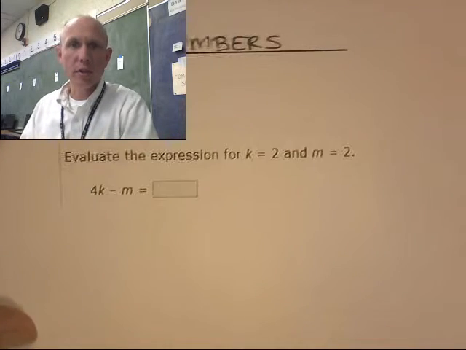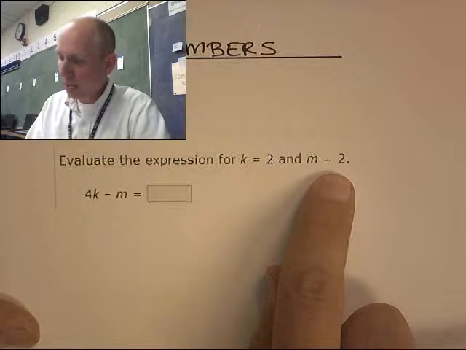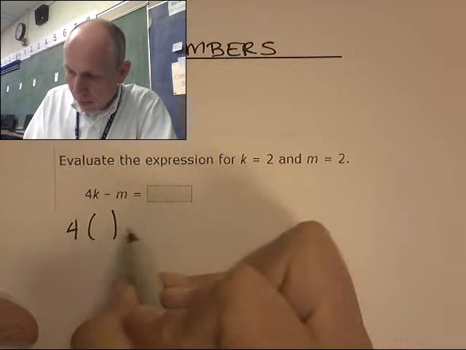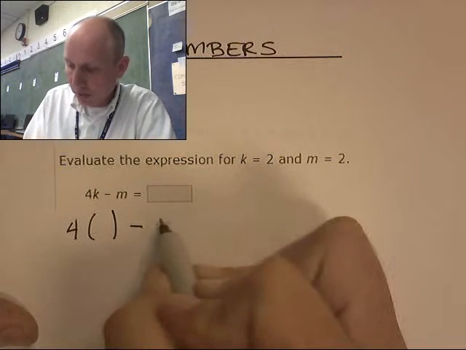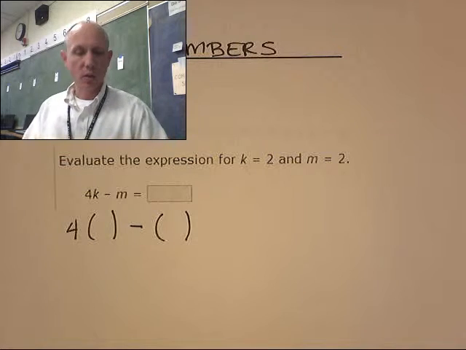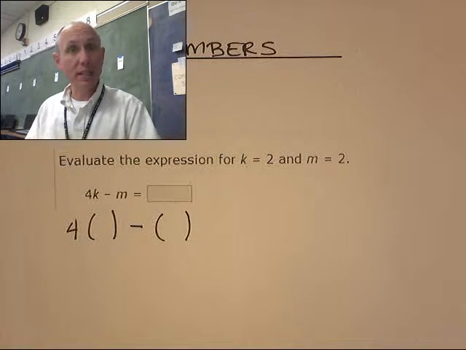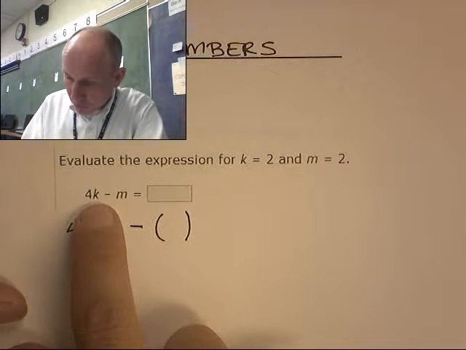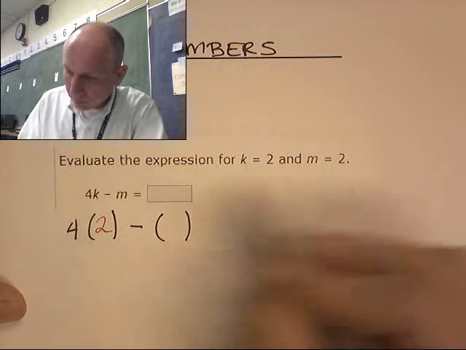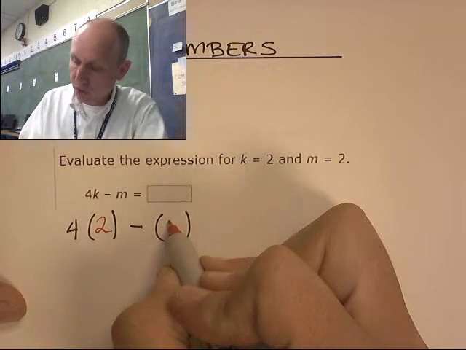Evaluate the expression. Let's bring it here. Evaluate the expression for k equals 2 and m equals 2. I'm going to write it. Bye-bye k. There are some parentheses. Bye-bye m. There are parentheses for the m. So I remove the variables, and I replace them with parentheses. Now, in the parentheses, I need to put k. K is 2. And in the other parentheses, I also need to put an m, and the m is also 2.